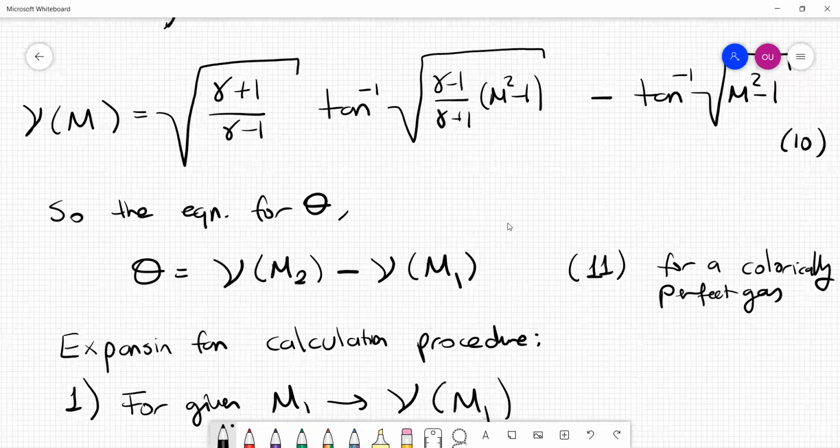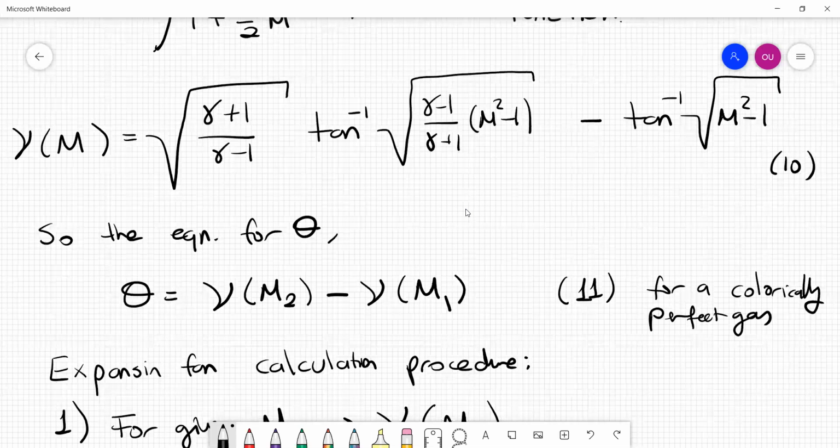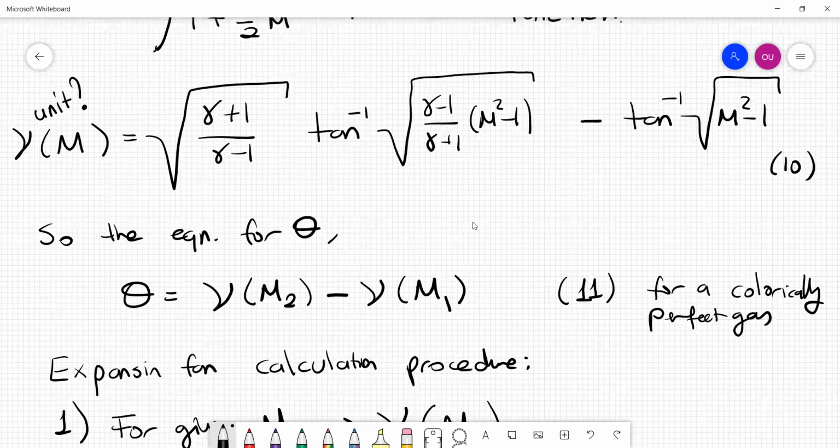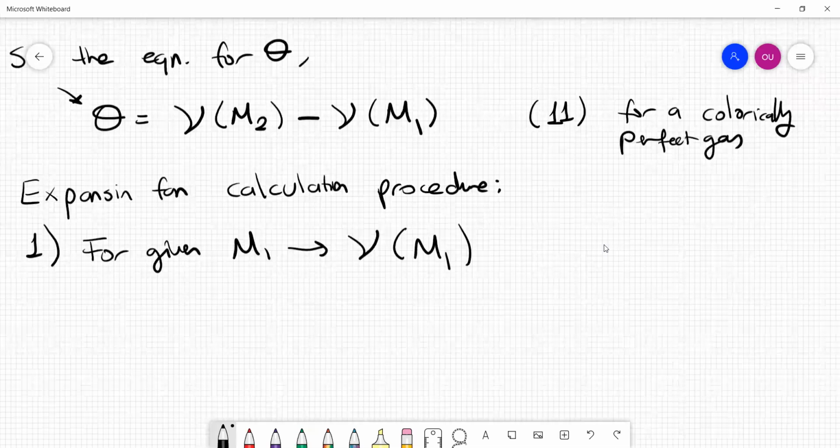By the way, what is the unit of this? What is the unit of the new value? Any ideas? Radians. Radians, right? It has to be consistent with this because it is related to the angle, so it has to be in radians. So in the first step, for a given M1, you plug the values in and you get the new value.